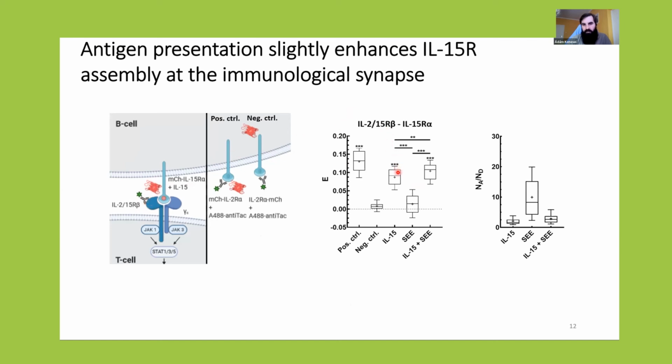Here we found that the beta and alpha subunit only assemble if we pre-treated the B cells with IL-15, and in the presence of only the superantigen, there was no assembly. It's also worth highlighting that when both IL-15 transpresentation and antigen presentation occurred, there was a slight increase in the assembly.